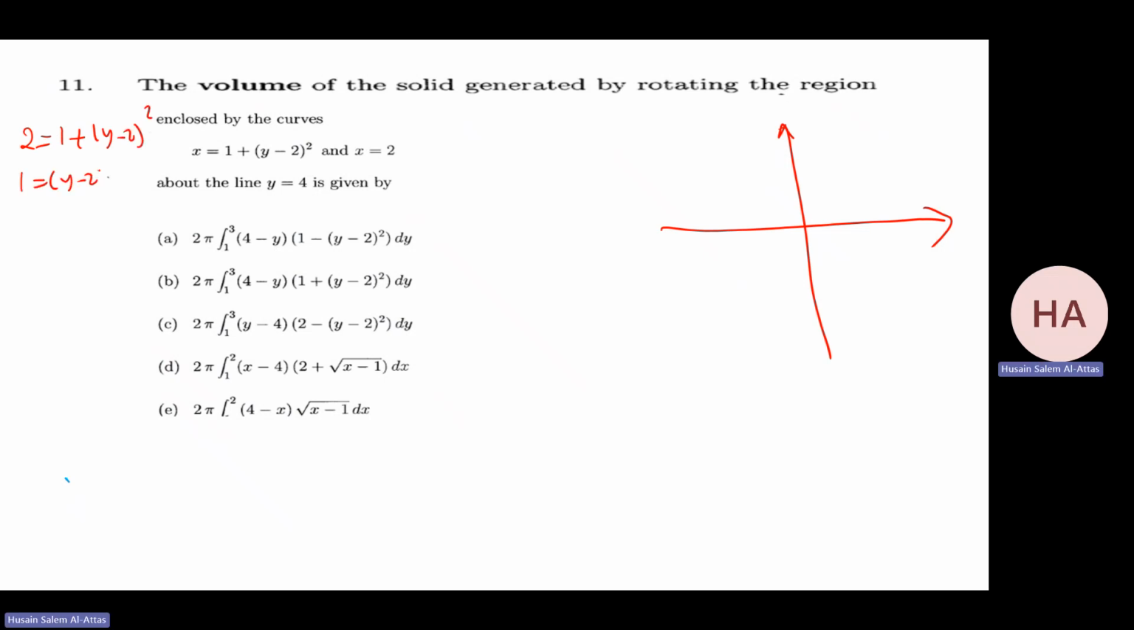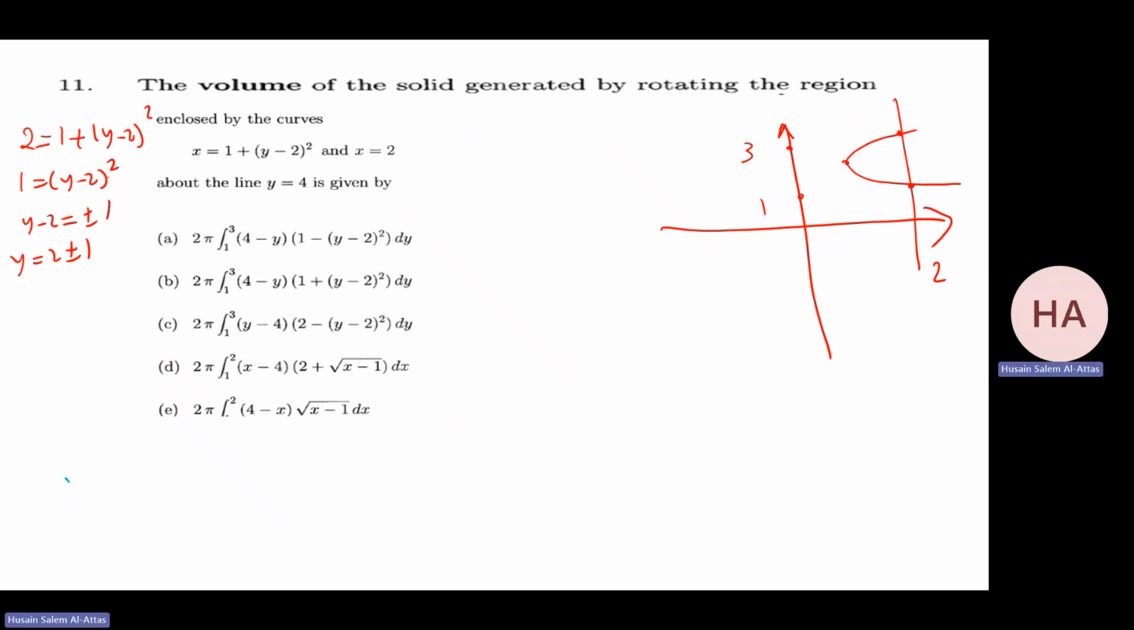That is 1. So I have y minus 2 equal plus or minus 1, so y equal 2 plus 1. So I have y equal 1 and 3. This is 1 and 3, where they will meet. And the parabola will be at 2, but x equal 1, and it will do something like this. And x equal 2 will cross it at this point and at this point. Yeah, this is x equal 2.